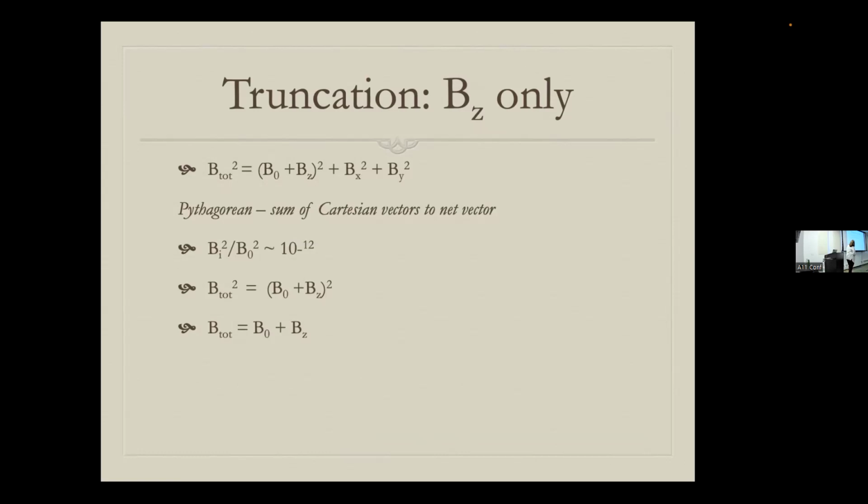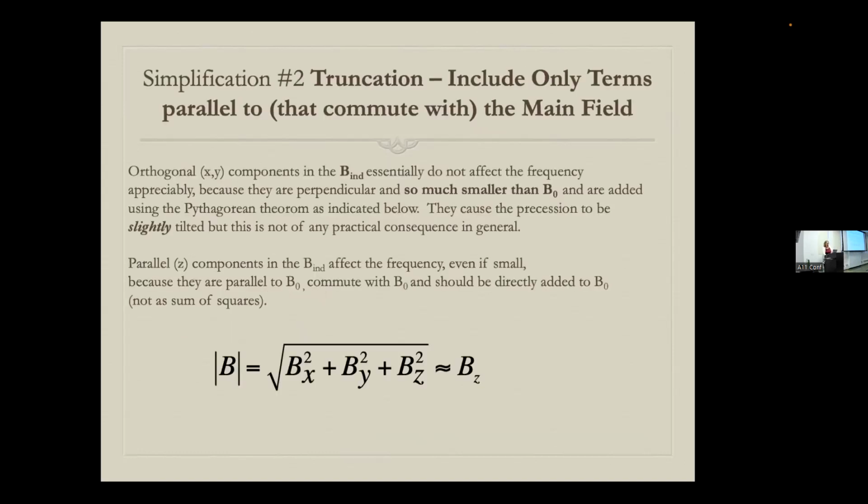So therefore, we could say the square of the total field is basically B0 plus BZ squared. But now notice these got added directly. They don't have to be squared before being added because they are parallel. It's that simple. It's just the geometry. So truncation is our next simplification. Orthogonal components in the induced field essentially do not affect the frequency appreciably. They're perpendicular and so much smaller. They cause the precession to be tilted, but you can't tell when you make your measurement. The parallel components affect the frequency directly, linear addition.